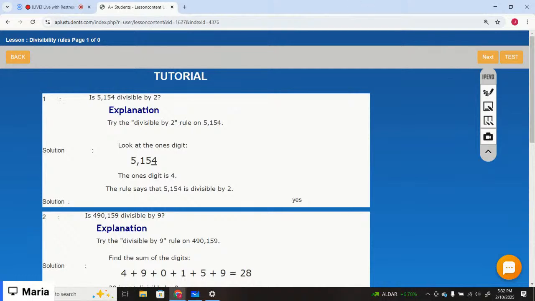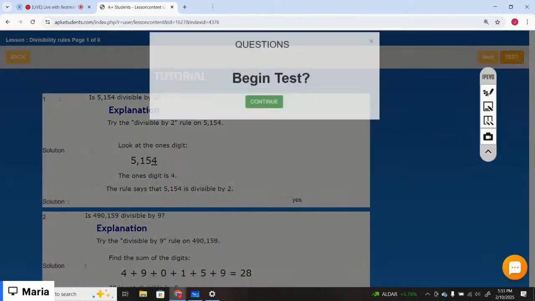Is 5154 divisible by 2? You need to check by divisibility rules. You don't have to actually divide, just apply the rule. The divisibility rule for 2 is if the ones digit is 0, 2, 4, 6 or 8, that means the number is divisible by 2. Here the ones digit is 4, so the number is divisible by 2. Let's just start with the test questions.